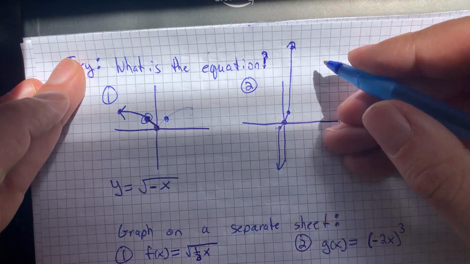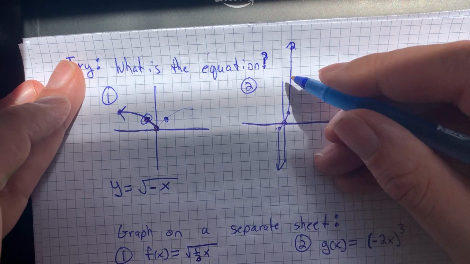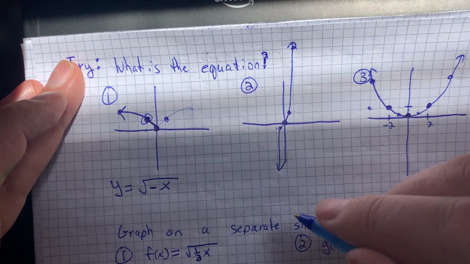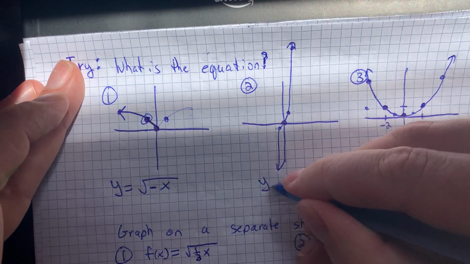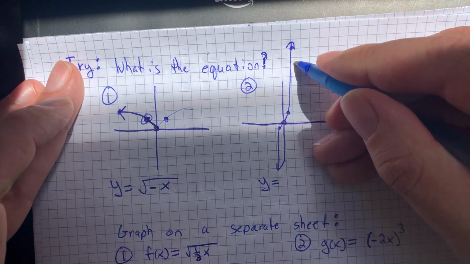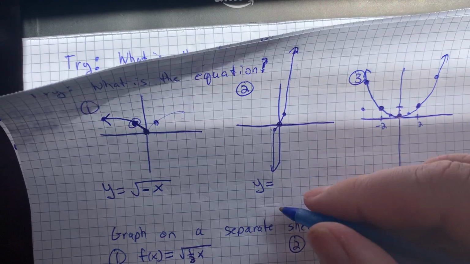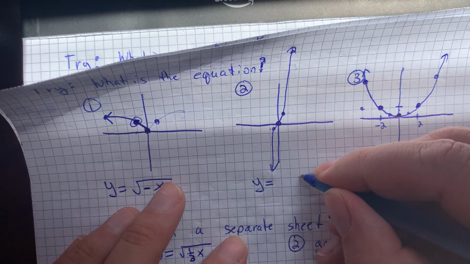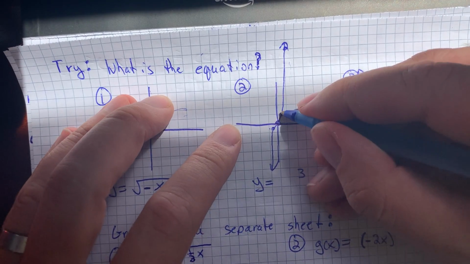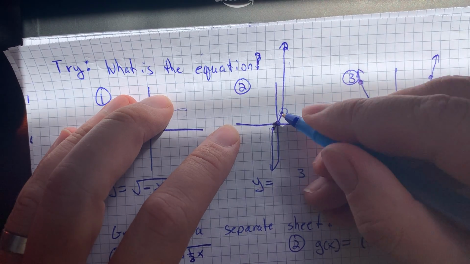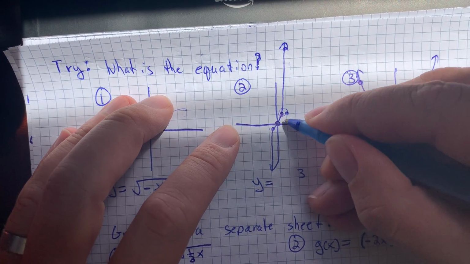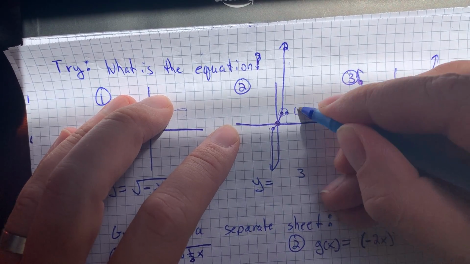Here we have another function. Hopefully you can find it on your own. The equation is y equals, we should notice this is a cubic function. It is a transformation of the cubic parent function. And so I know it's going to have an x cubed in it. I see that this point is not at 1, 1. Normally there's a point where 1 cubed is 1.